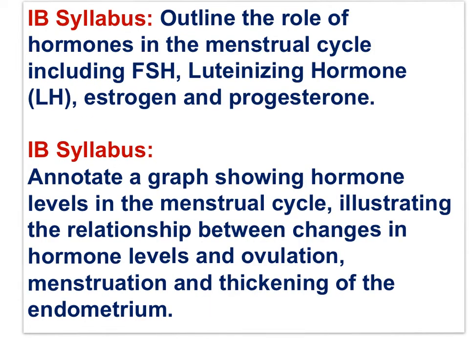So these are the IB syllabus statements that I've been following. Outline the role of hormones in the menstrual cycle, including FSH, LH, estrogen, and progesterone. Annotate a graph showing hormone levels in the menstrual cycle, illustrating the relationship between changes in hormone levels and ovulation, menstruation, and thickening of the endometrium. I'm hoping that you're gaining strength with these two statements.